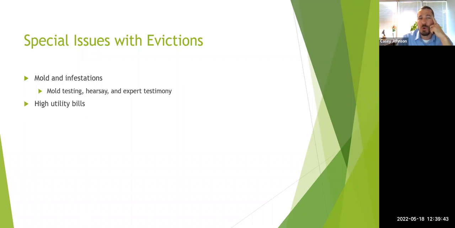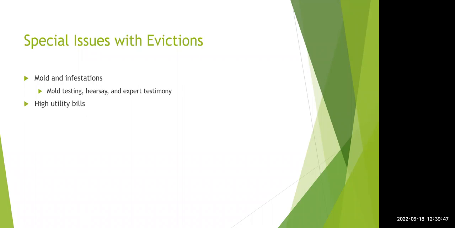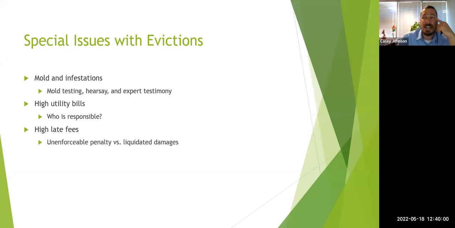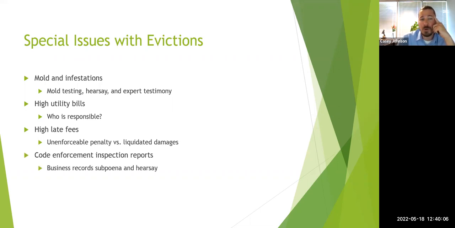Some special issues are mold and infestations, getting mold testing. Tenants aren't experts in mold, so you probably need to have an expert come testify or the judge may throw out that evidence. High utility bills: is that the responsibility of the tenant or the landlord? It might depend on if there are problems with the unit that the landlord is responsible for. High late fees: whether it's a penalty or a liquidated damages provision. Code enforcement inspection reports, obviously those are hearsay unless you either do a subpoena or have that code inspector come testify in court. And then discovery.